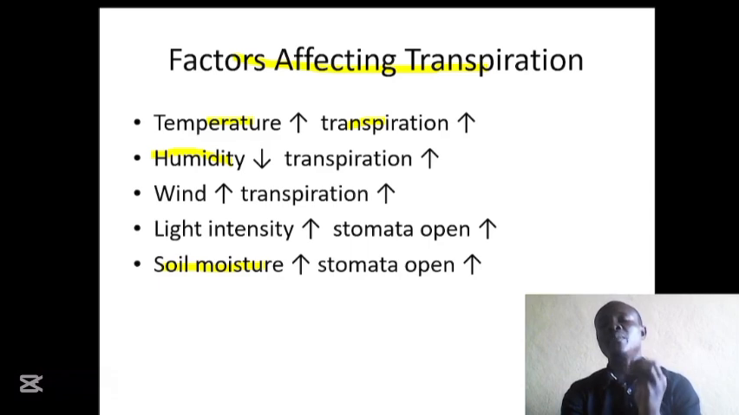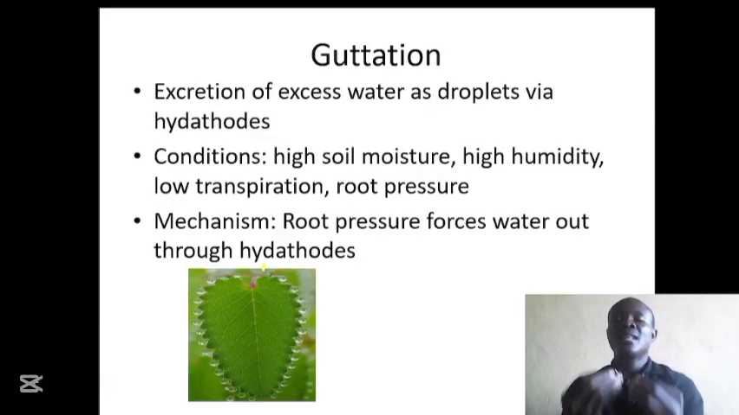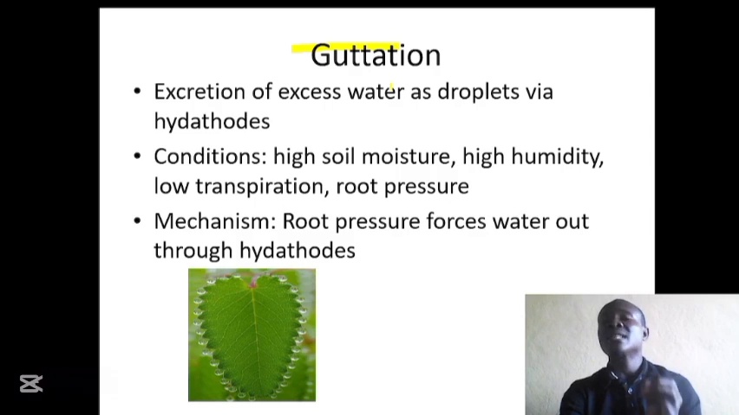So what will happen? The plants may tend to take it away, and this can happen mainly through the leaves of the plant. So the higher the soil moisture, the higher the rate of transpiration will be, and the lower the soil moisture, the lower the rate of transpiration will be. And lastly, we have guttation. Guttation is the excretion of excess water as droplets, not in the form of water vapor, through the part we call hydathodes. Now we have conditions that cause guttation to occur.